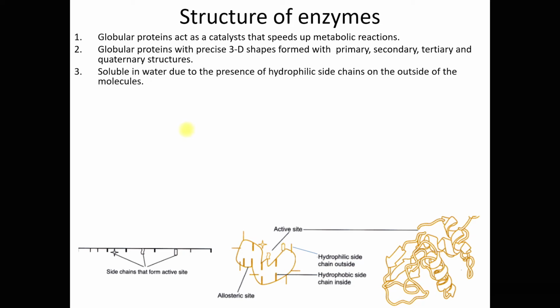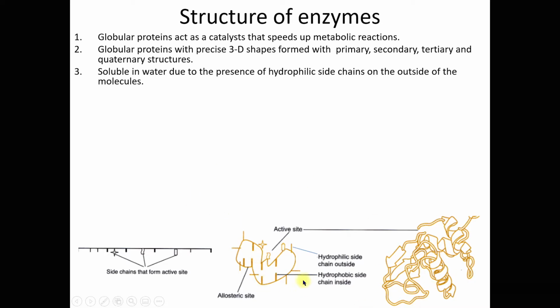Enzymes are soluble in water because of the presence of hydrophilic side chains on the outside of the enzyme molecule. This is an enzyme molecule, right? Now, on the outside of the enzyme, there are many hydrophilic side chains. You can see here, many hydrophilic side chains, and these hydrophilic side chains on the outside of the enzyme give the enzyme the property of solubility in water.